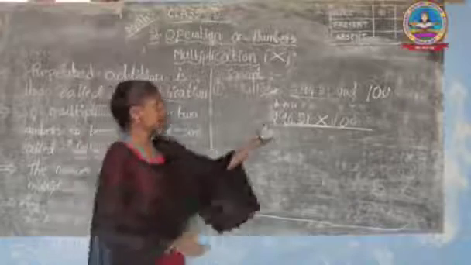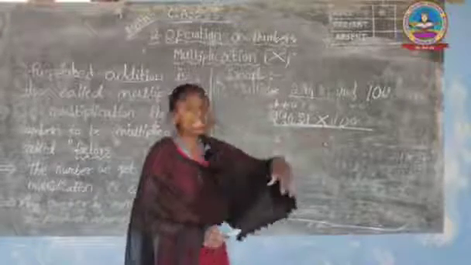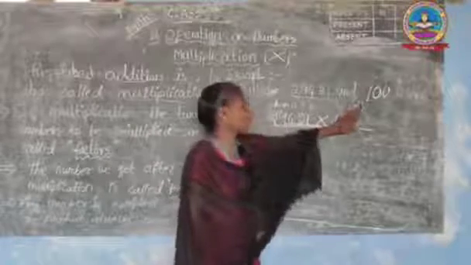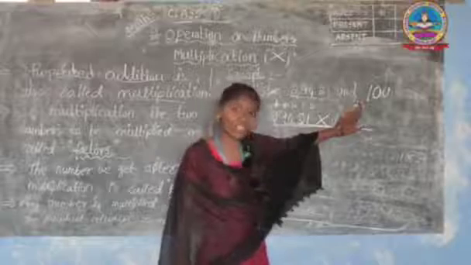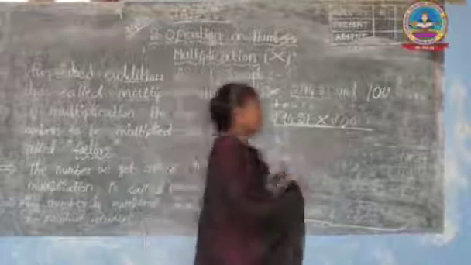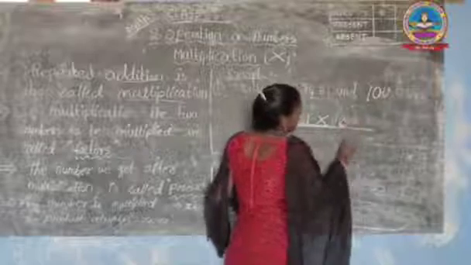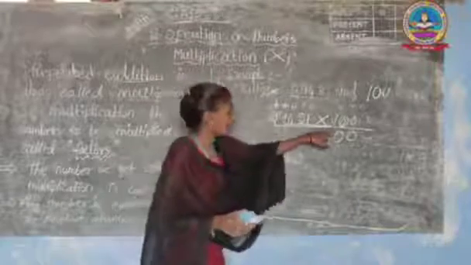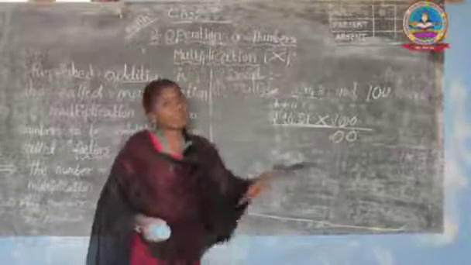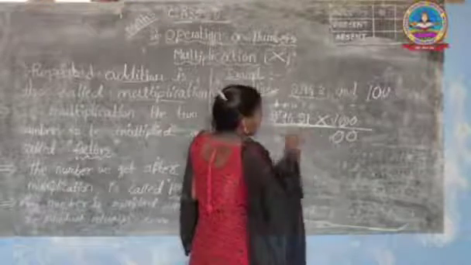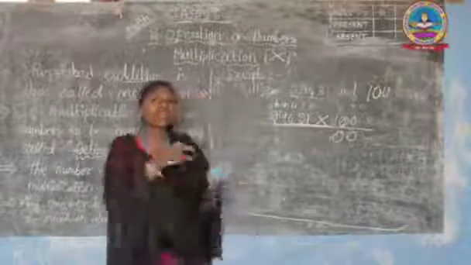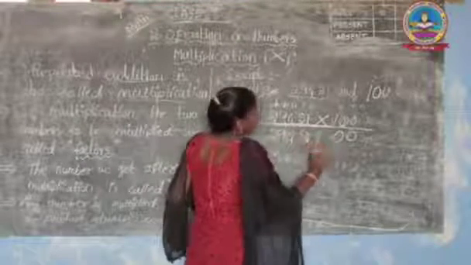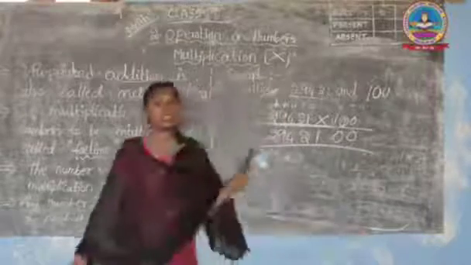How to multiply 29,421 by 100? Yes, first we will see only the 1. So first we multiply with 1. There are 2 zeros, so write 2 zeros. And next multiply with 1. Any number multiplied by 1, the product is the number itself. That means write this number 2, 9, 4, 2, 1. So this is the product of the two numbers.